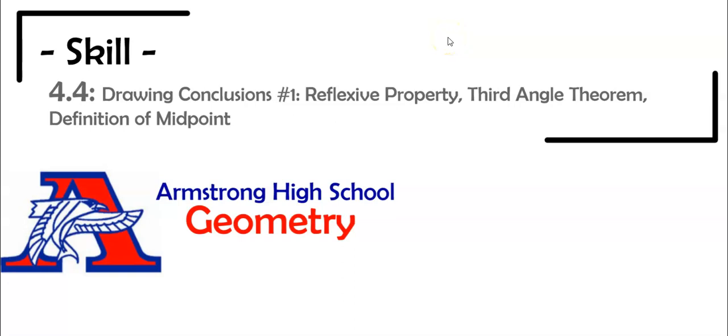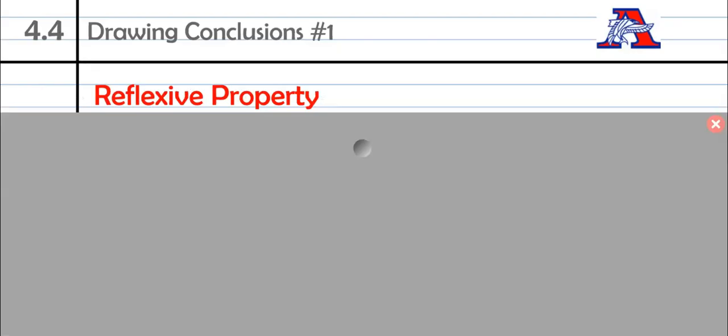Geometry, this is 4.4. This is drawing conclusions number 1. And in this lesson, we're going to talk about 3 different things: the reflexive property, the third angle theorem, and the definition of midpoint. So this lesson is going to be really vocabulary heavy, so maybe not the most exciting thing ever, but really important for where we're going. So make sure that you're writing these things down and attempting to understand what it all means.